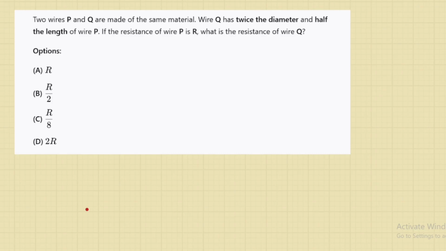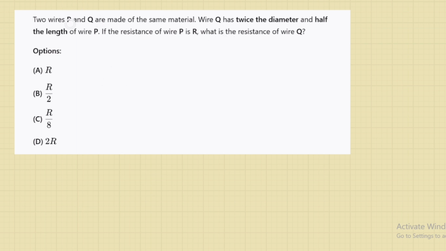Hello friends, so today we will be going to discuss this particular question. So firstly, let's read this. Two wires P and Q are made of same material. Wire Q has twice the diameter and half the length of wire P. If the resistance of wire P is R, what is the resistance of wire Q? So this is our question.